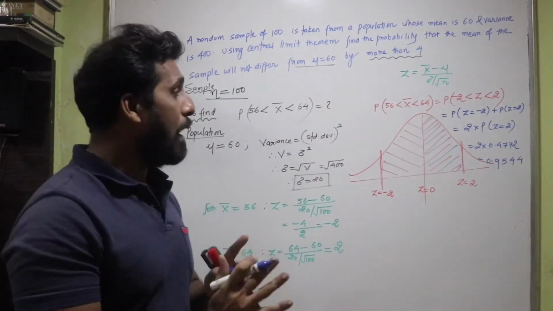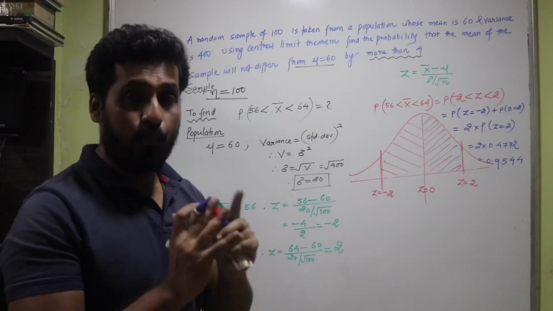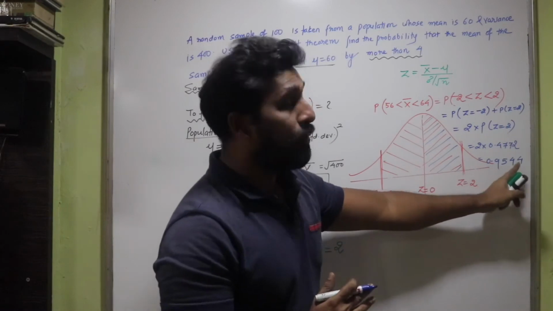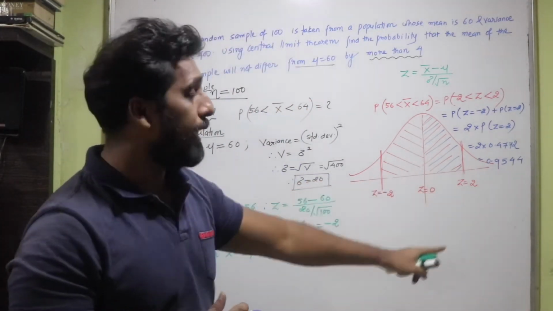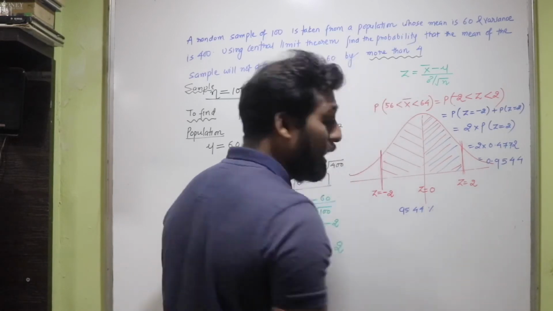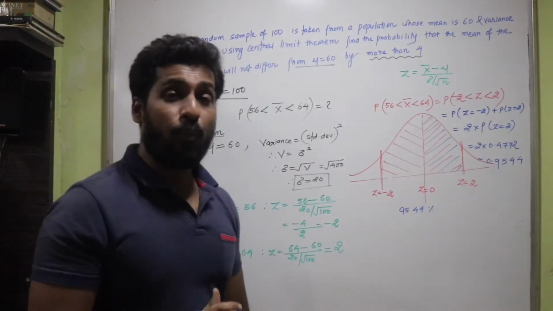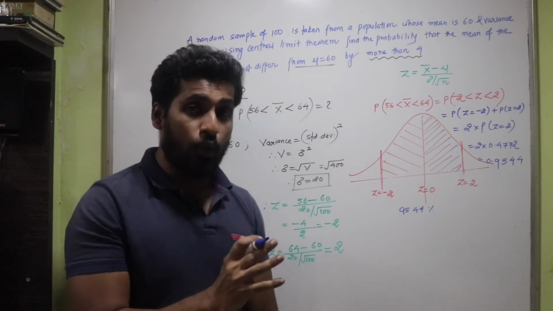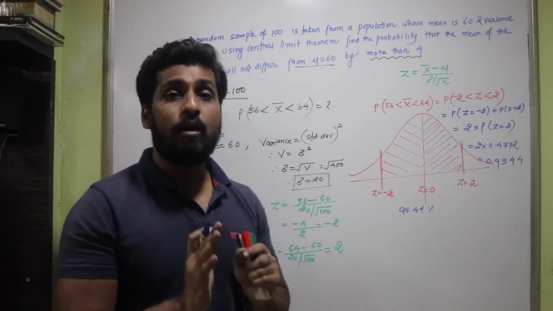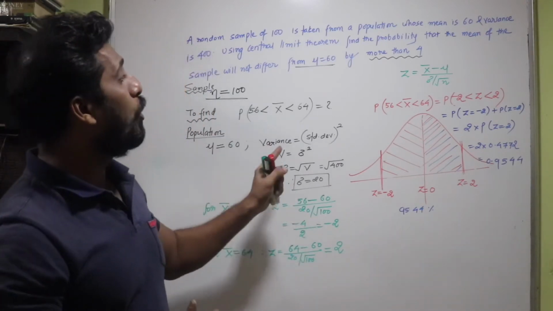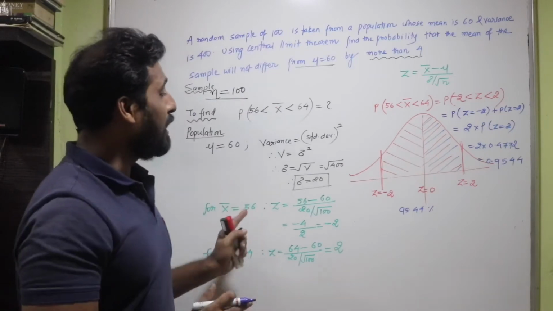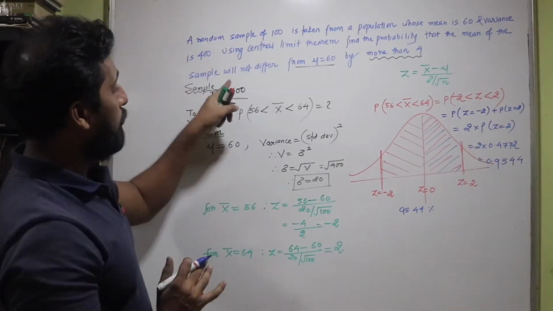So the samples will be having a probability of 95.44%. When you multiply it by 100, it is going to give me 95.44%. That means there are 95.44% of values which will be having a mean which is not going to differ by more than 4. So the mean is going to lie between 56 and 64. So this is how the question is solved for this particular part.